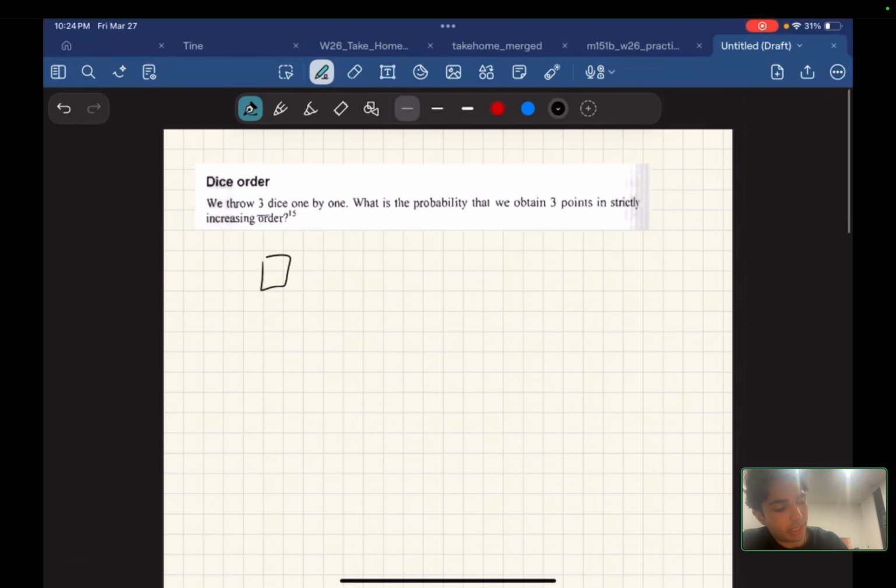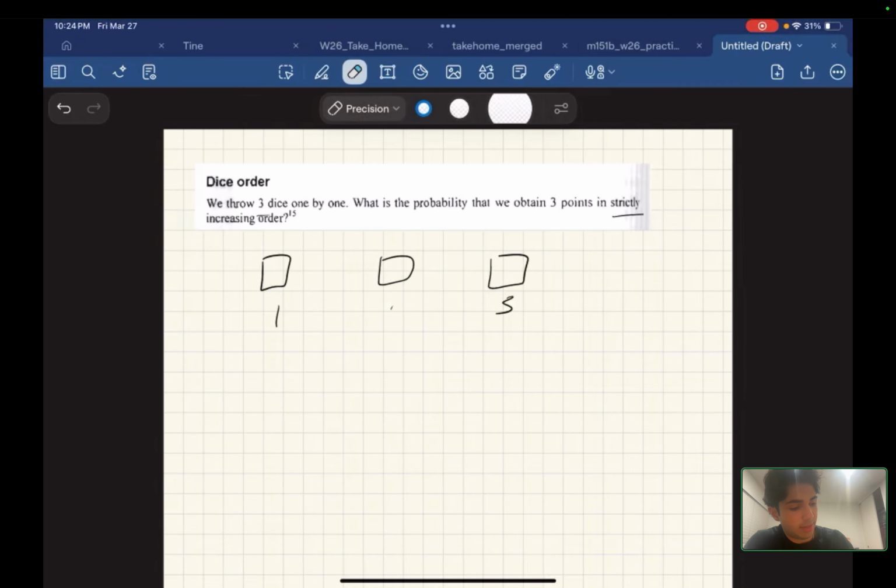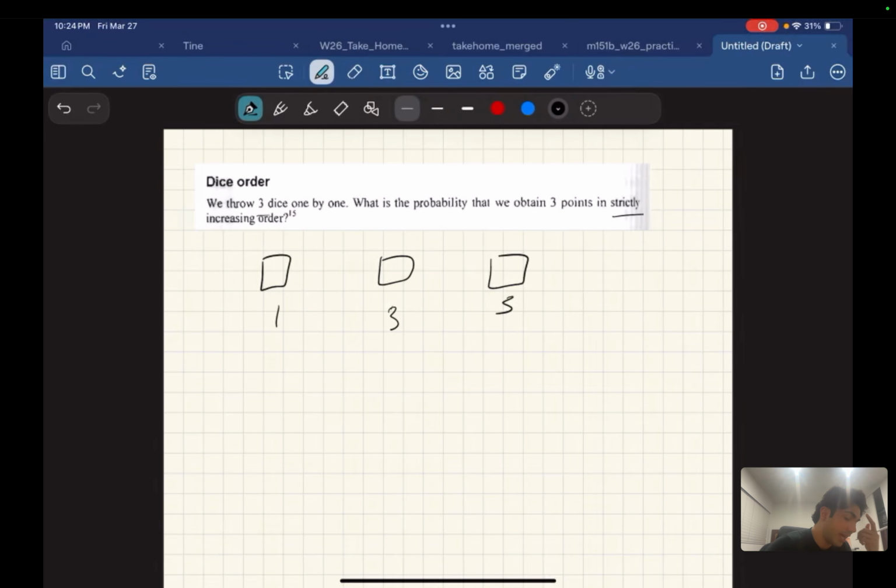So if we have 3 dice, one ordering that's successful can be 1, 2, 3. That counts as a successful ordering because it's strictly increasing. If we had 1, 3, 3, that is no longer strictly increasing. From one point to the next, we increased. From one point to the other point, we did not increase, we stayed the same. So that was not a strictly increasing order. That means we're going to have unique numbers every single time.